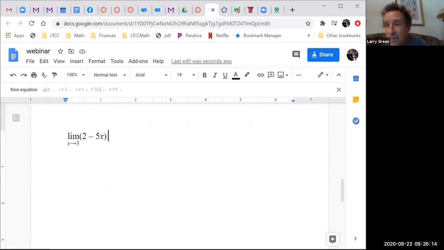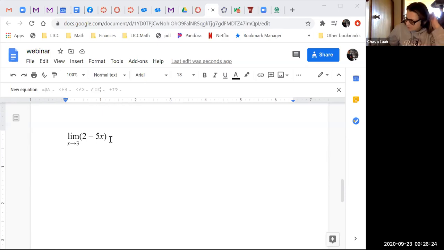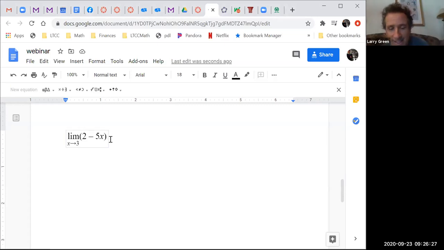Okay, first thing, what do you think? Does this limit exist? The limit as x goes to 3 of 2 minus 5x. Does that limit exist? Yes, it looks like it. And if you think it exists, what do you think it is? That's the first thing: we need to guess what it is. I hope this is easy for you. Yes, negative 13. If all things are good, this limit should be negative 13 because you just plug in. It's a line, right? 2 minus 15 is negative 13.